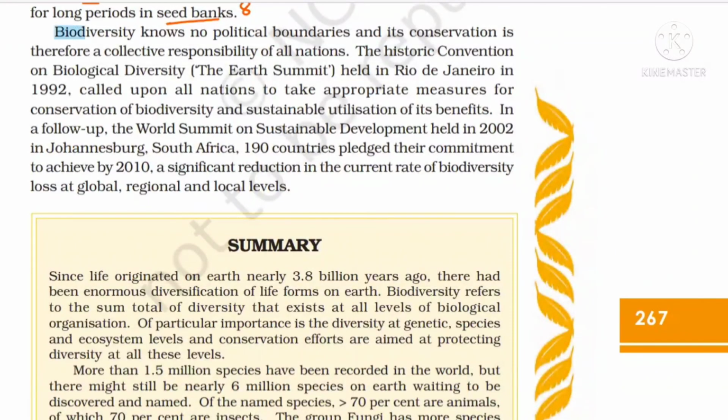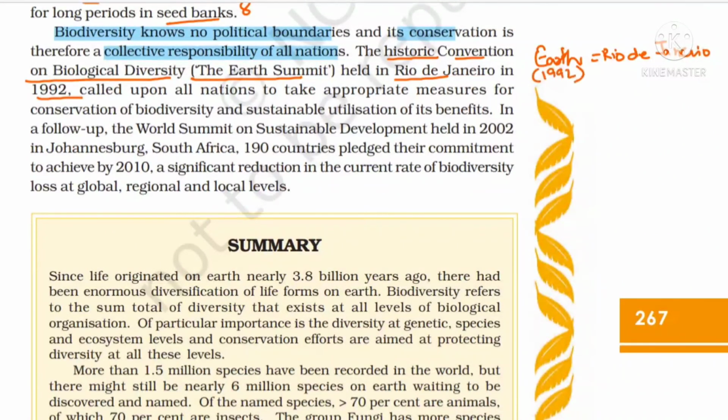Now see, biodiversity has no political boundaries, and its conservation is a collective responsibility of all nations. So the historic convention on biodiversity, that is the Earth Summit, was held in Rio de Janeiro in 1992. So you can write down Earth Summit in Rio de Janeiro. Clear, beta? In which year? Remember, 1992, where all nations were called to take measures to save diversity. First, they have to save the diversity. Second, sustainable use of its benefit.